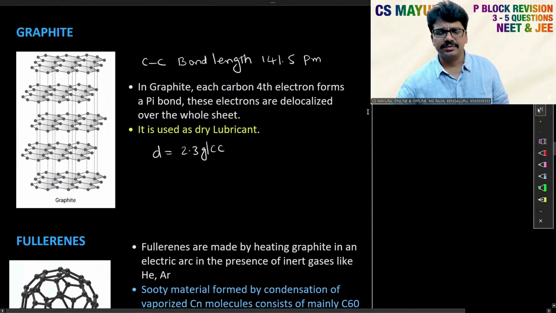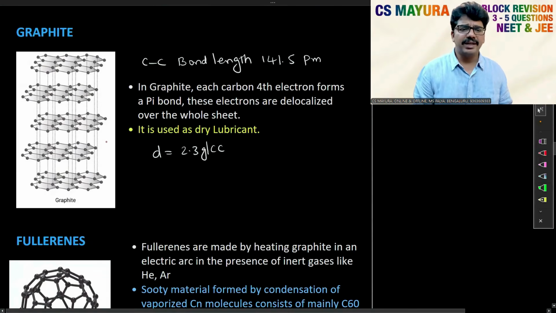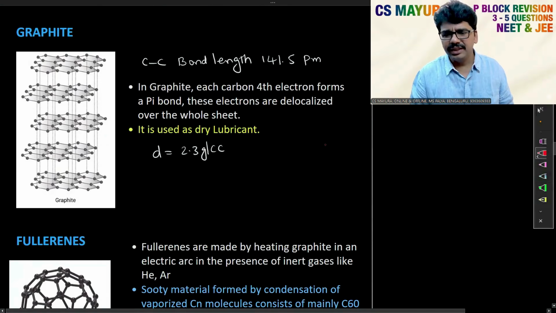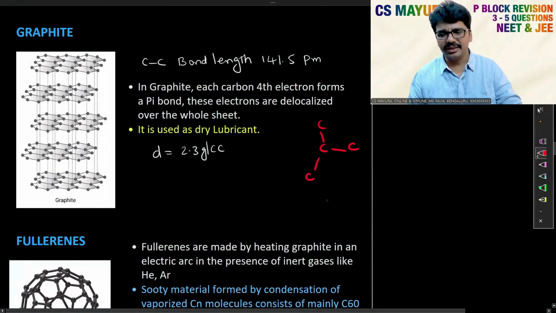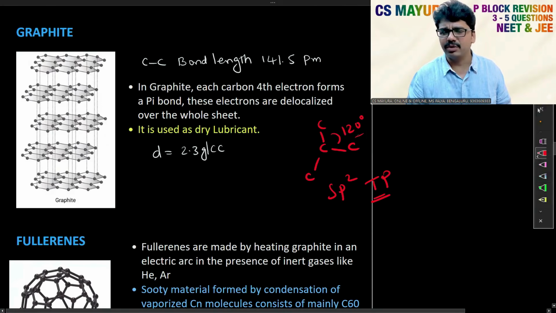Next, coming to graphite. Graphite has a layer structure. Each carbon has 3 sigma bonds, so only 3 valence electrons are involved in bond formation. So the hybridization is sp2 and the geometry is triangular planar, and the bond angle is 120 degrees. This is perfect. But each carbon has 1 free electron.